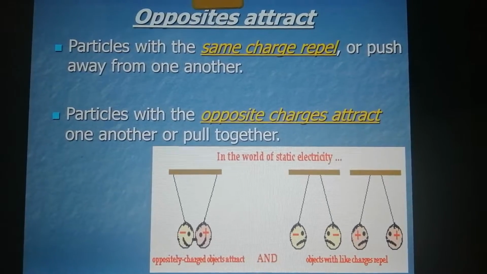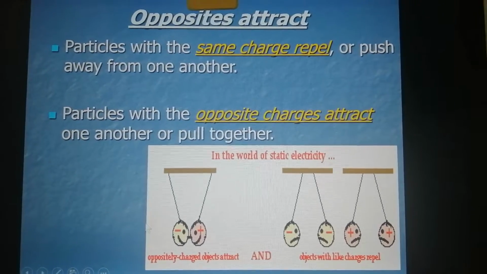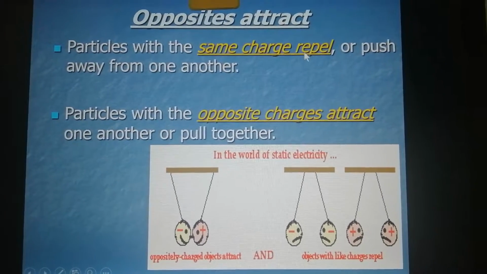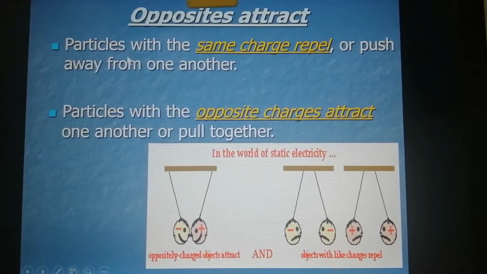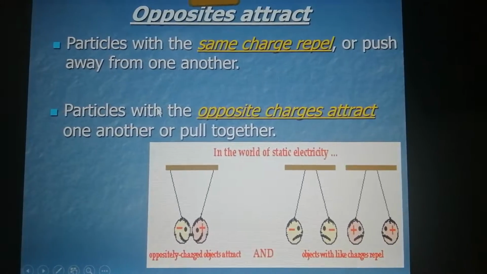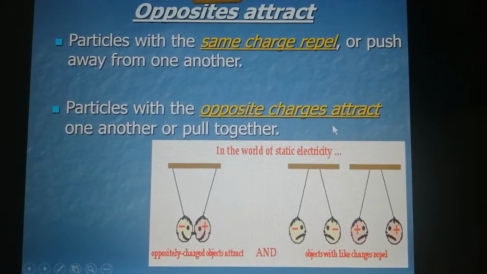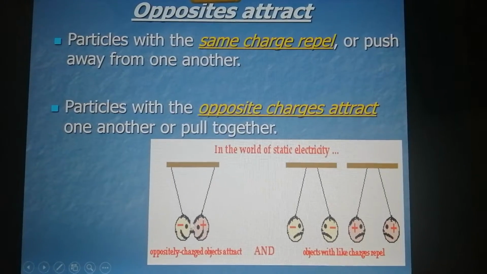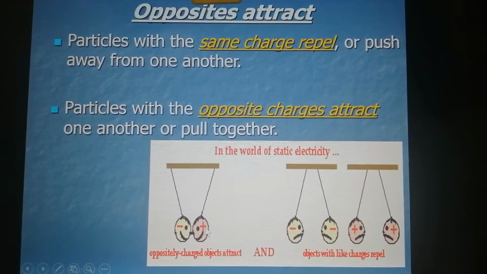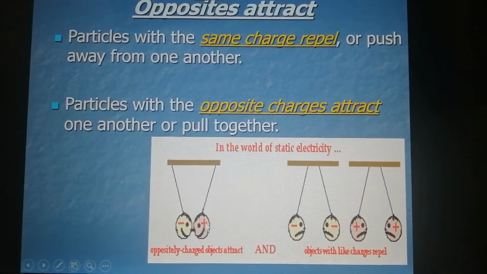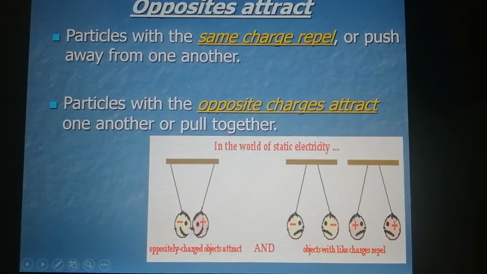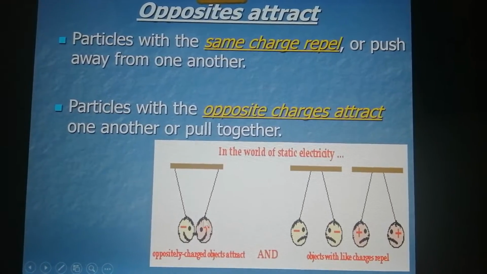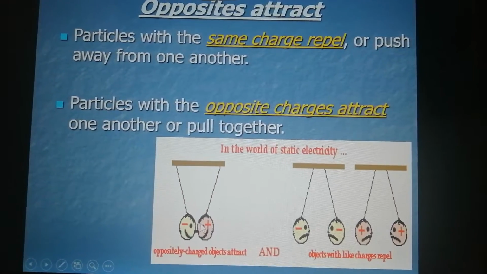What does this mean? It means that the particles that have the same charge always repel or push away from one another. And the particles with the opposite charges attract one another or pull together. As you see here in the picture, particles that are opposite, like this one, which is positively charged, and this one, which is negatively charged, will be attracted to each other.